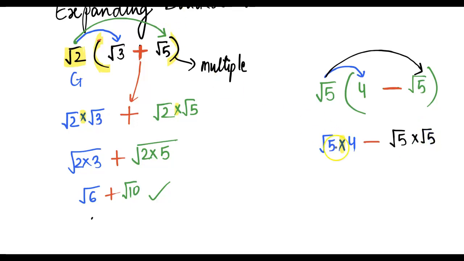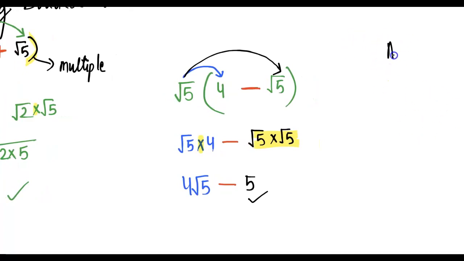Now root 5 times 4 will be simply 4 root 5. Take away root 5 times root 5, which is 5 only. I hope this is the concept we are clear about. So the final answer we've got is 4 root 5 take away 5, and we can't simplify it more, right? Okay, now let's move on to the next method.